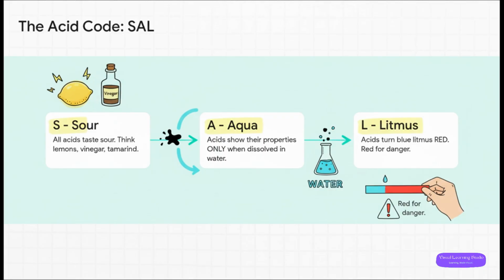Next, A is for aqua, which just means water. And listen, this part is absolutely crucial. Acids only show their true colors when they're dissolved in water. And finally, L is for litmus. Acids turn blue litmus paper red. A good way to remember this is red for danger, since strong acids can be pretty corrosive.